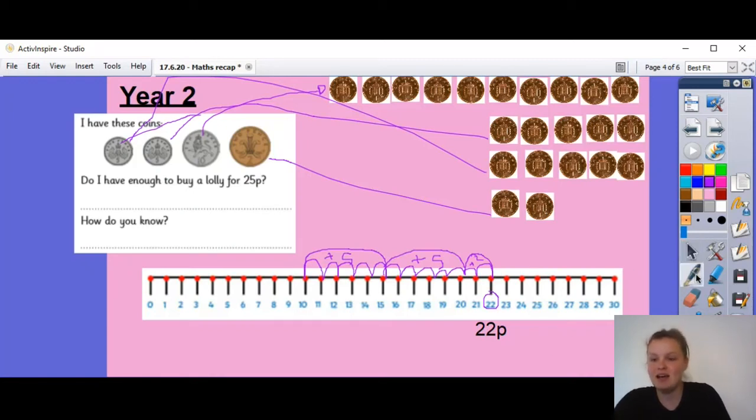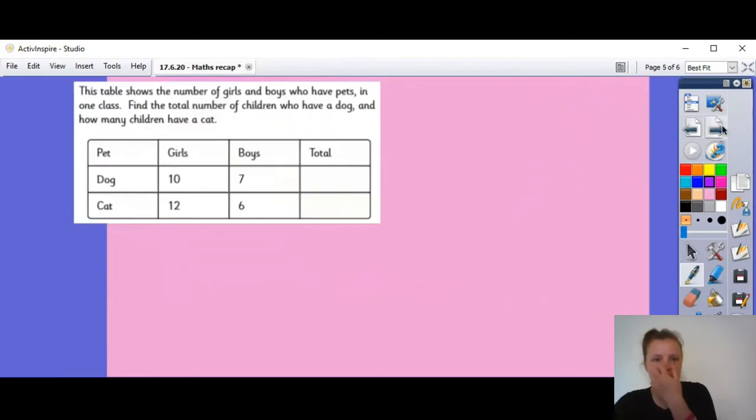Okay, so let's see. I would need an extra 1, 2, 3. I would need an extra 3p to get to 25p. So I would need either 3 pennies, or a 2p and a 1p, because there's no such thing as a 3p coin, is there? Okay, fantastic. Great work. Let's move on.